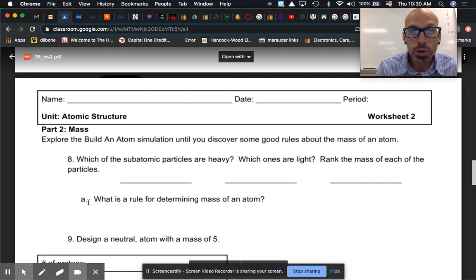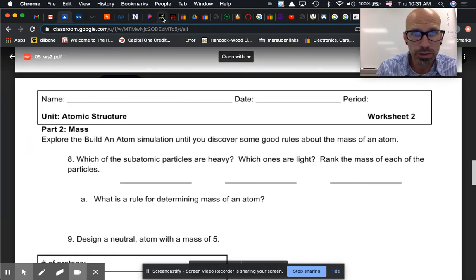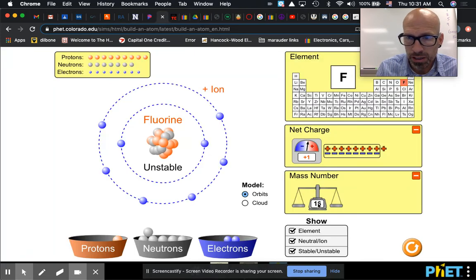So then question A here, what is the rule for determining the mass of an atom? Well, the mass of an atom, it looks like, if we look at the simulator here, 16. Where do we get 16? Well, I had 1, 2, 3, 4, 5, 6, 7, 8, 9, 10, 11, 12, 13, 14, 15, 16. That looks like the total number of protons plus neutrons is my mass.